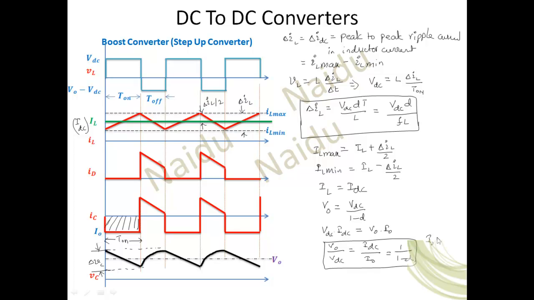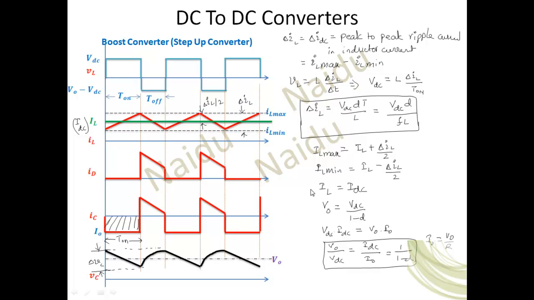I0 is nothing but V0 by R. But how to calculate the V0? Using this equation. Once you calculate the V naught, then you can calculate I naught. Once you calculate I naught, you can calculate IDC using this equation. Then that is nothing but IL. So that's the meaning of that.